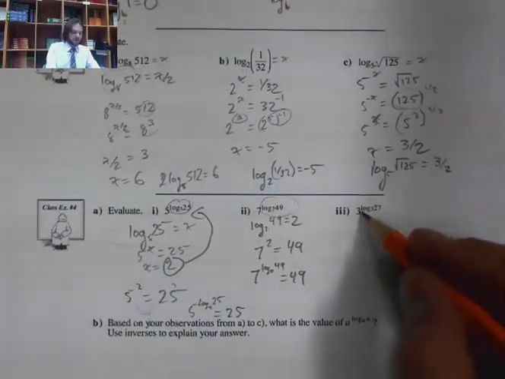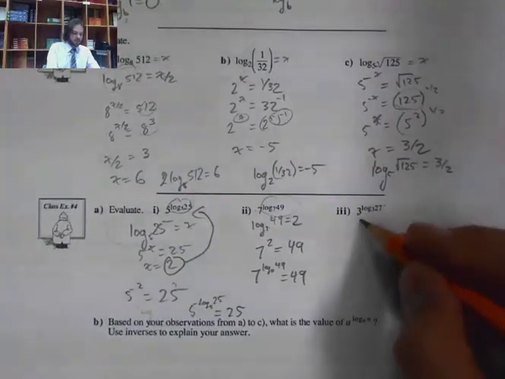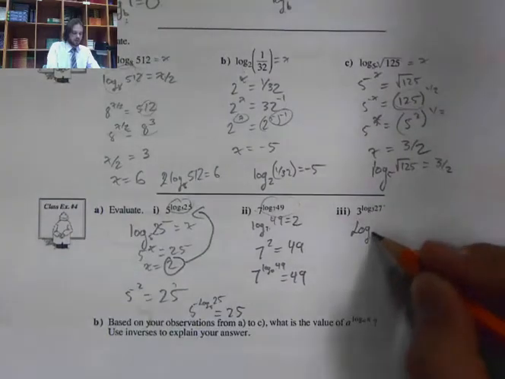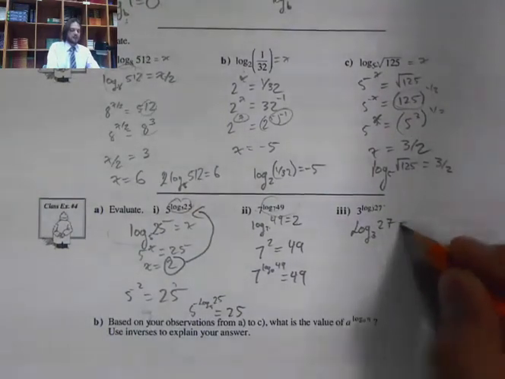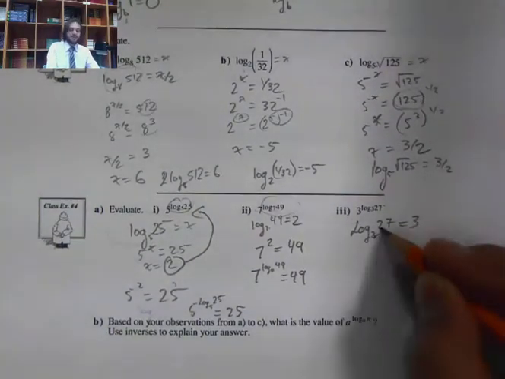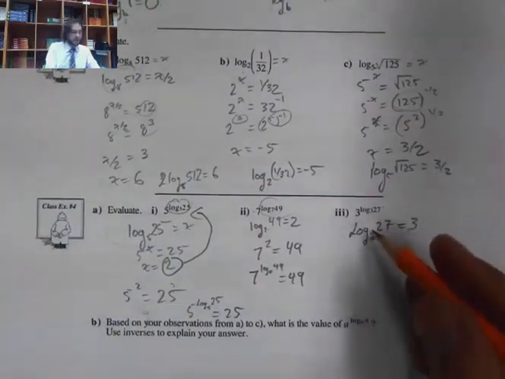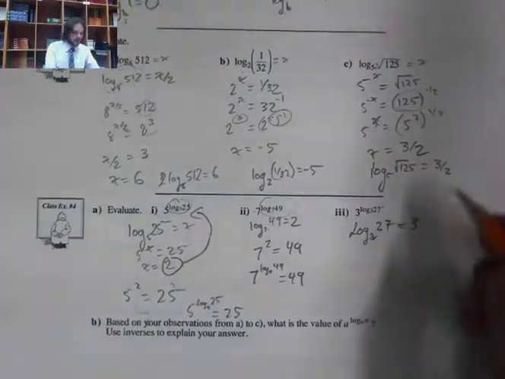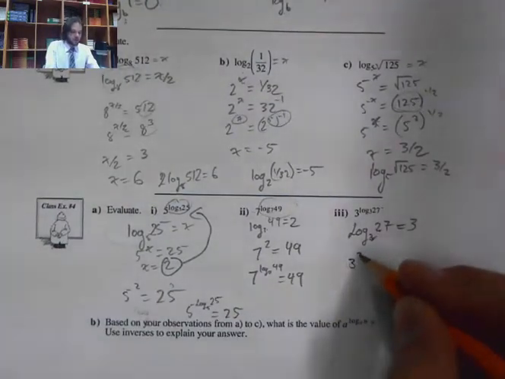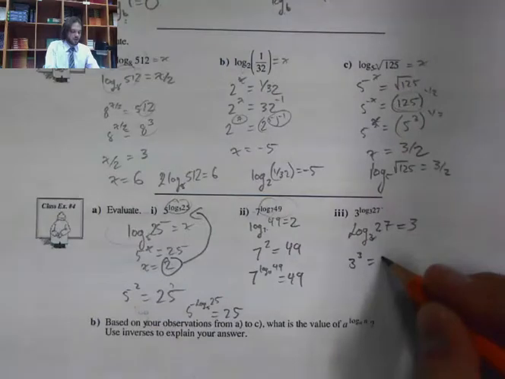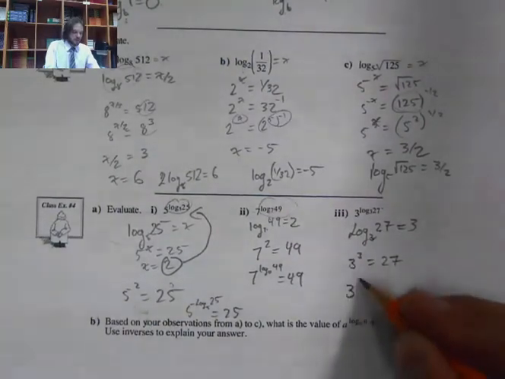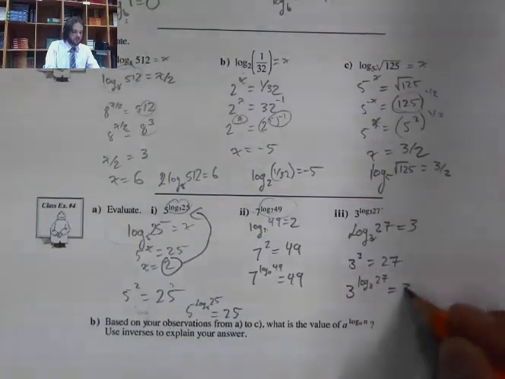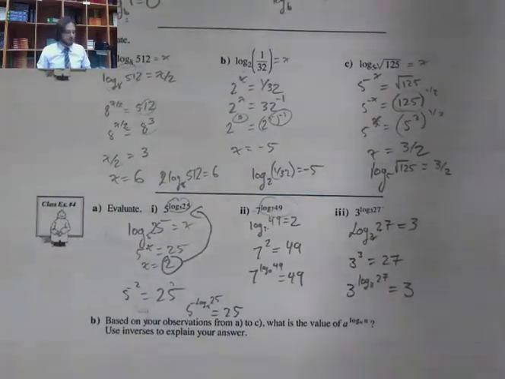So let's take a look at this next one. We have 3 to the power of log base 3 of 27. Let's first look at my log. Log base 3 of 27 is the same thing as 3, because 3 to the power of 3 is equal to 27. Okay? Now, let's try to solve this out. We have 3 to the power of 3, which is equal to 27. So 3 to the power of log base 3 of 27 is equal to 3.